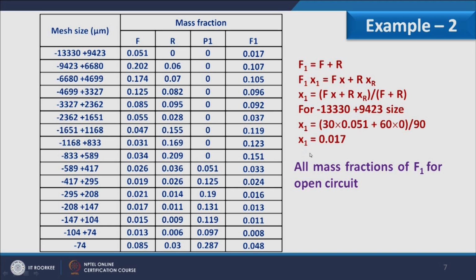So, if you see, initially we have computed x1 as 0.017, that I have put over here, and further if I want to calculate this, so this into 30 plus this into 60 divided by 90. Following the same expression we can calculate the mass fraction of F1, which is the feed to the open circuit. So, in this table all mass fractions of F1 for the open circuit are shown.